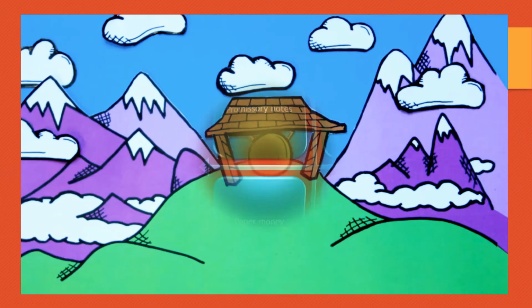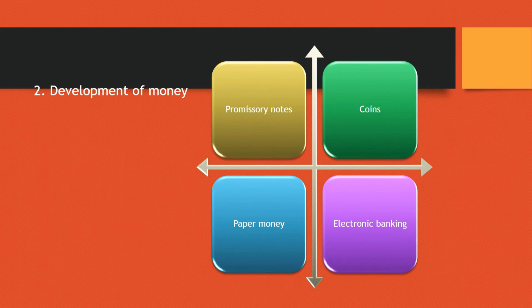In order for us to have a holistic idea of the development of money, it is important for us to look at 4 sub-themes in the development of money. Firstly, we need to look at promissory notes. Secondly, coins. Thirdly, paper money. Fourthly, electronic banking. It is important for us to look at all these 4 themes because they all lead to the development of money.